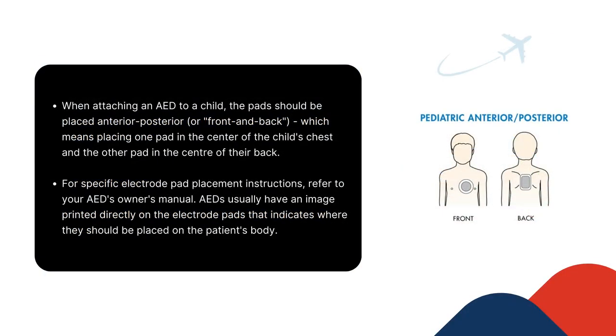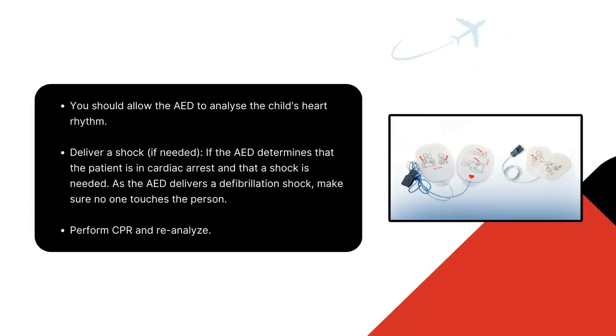When attaching an AED to a child, the pads should be placed anterior-posterior, or front and back, which means placing one pad in the center of the child's chest and the other pad in the center of their back. For specific electrode pad placement instructions, refer to your AED's owner's manual. AEDs usually have an image printed directly on the electrode pads that indicates where they should be placed on the patient's body. You should allow the AED to analyze the child's heart rhythm.